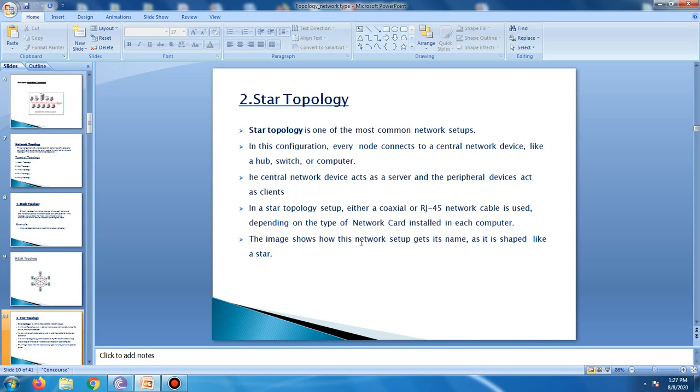The controller hub acts as an exchange. If one device wants to send data to another, it sends the data to the controller, which then relays the data to another connected device. Star topology is the most common network setup. In a star topology setup, either coaxial or RJ45 network cables are used depending on the network card.